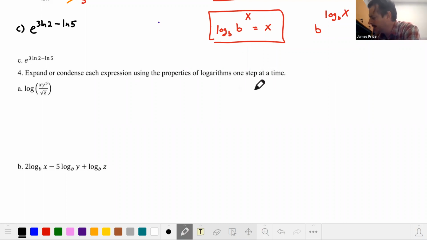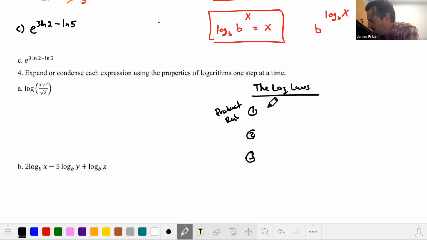So these are the log laws. I'm going to put them down here because we're going to use them. So the log laws. And remember, there's 3 of them. There's what's called a product rule. And the product rule basically says if you have log base b of m and you add log base b of n, it's going to be equal to log base b of m times n.